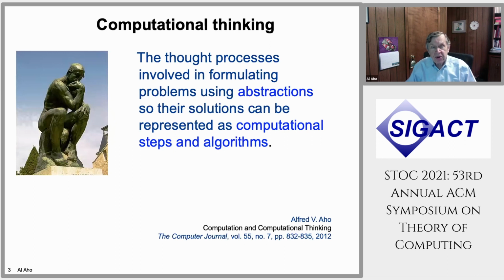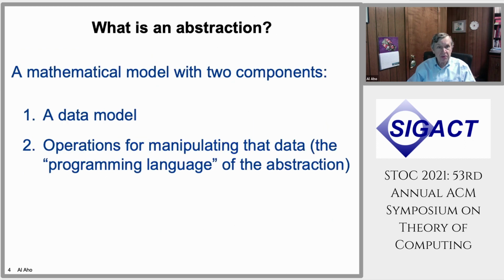About 10 years ago, Peter Denning asked me to write a paper for his ACM Ubiquity column on what I thought computational thinking was. And I defined it at that time as formulating problems using abstractions so their solutions can be represented as computational steps and algorithms. Since that time, the definition of computational thinking has broadened, but it has become a lot fuzzier. In my talk today, I'm just going to focus on its 2 key ingredients, abstractions and algorithms.